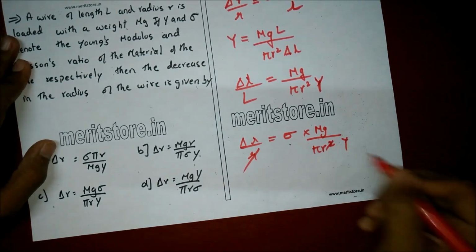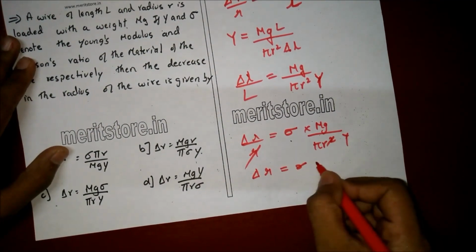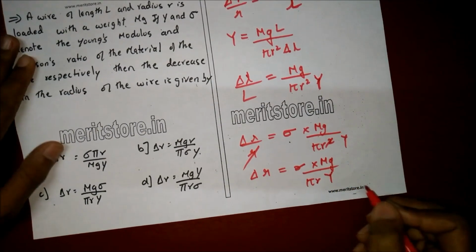Now R and R will get cancelled. Therefore, the change in the radius of the wire will be given by rho into mg upon pi R Y, which is option C.